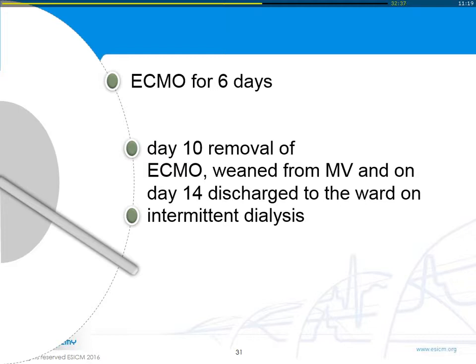And another point that I want to make is the weaning from ECMO. After how long? What is the starting point from which we can believe that the patient is weanable from ECMO? And I would like to receive some comments from you. Samir?